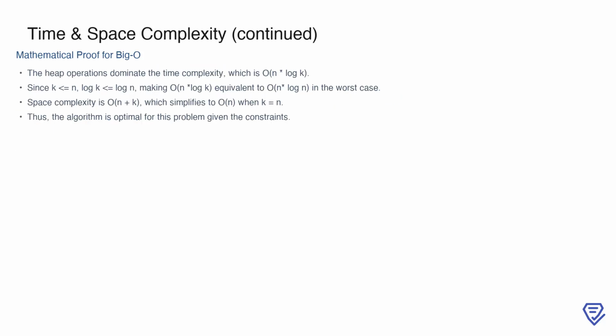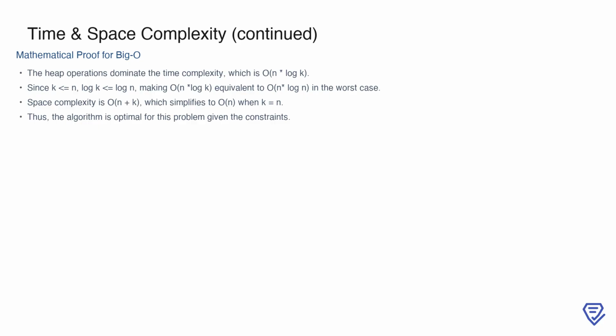Finally, let's solidify our understanding with a mathematical proof of the big O bounds. The heap operations govern the time complexity, which is O(n * log k). Since k is always less than or equal to n, log k is always less than or equal to log n. This allows us to conclude that O(n * log k) is equivalent to O(n * log n) in the worst case. For space complexity, the combined contributions of the counter, heap, and result list amount to O(n plus k). When k reaches its upper limit, equaling n, the space complexity simplifies to O(n).